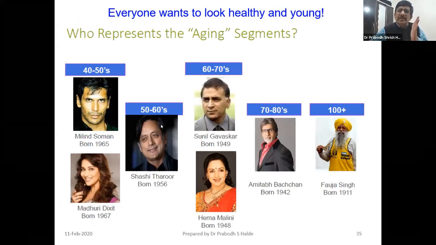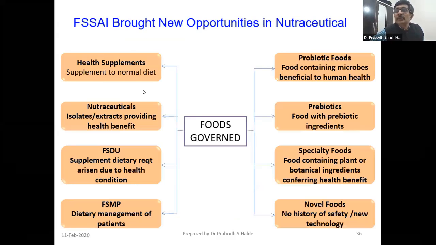Friends, today everybody wants to look good. Everybody wants to look healthy. And food is responsible for making you healthy, and healthy food making is the responsibility of the food technologist. Nutraceuticals are the new area. FSSAI has launched the nutraceutical category, which includes health supplements, nutraceuticals, FSDU, food for special dietary uses, food for special medical purposes, probiotics, prebiotics, specialty food, and novel food.